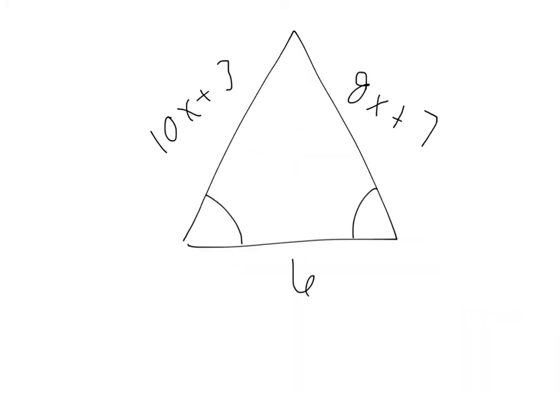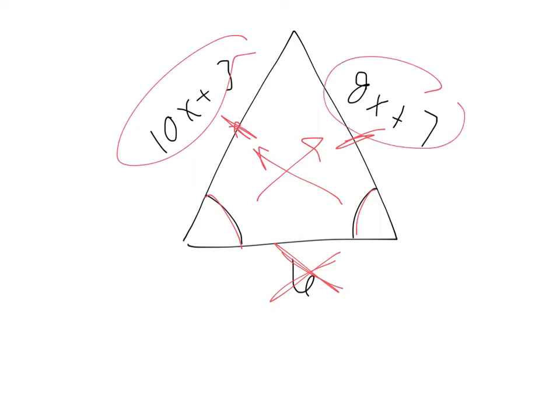Alright, this one's meant to be a little bit tricky, but just keep doing the same things that you were doing before. So these two angles are equal, so the sides across from them are equal. The 6 is down there to confuse you, okay? These two sides are equal. They have nothing to do with the bottom side, so just set these two equal to each other.